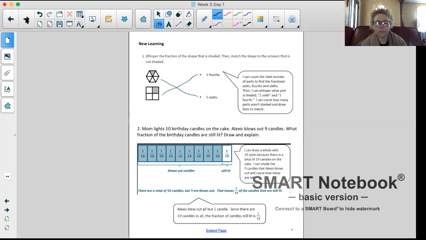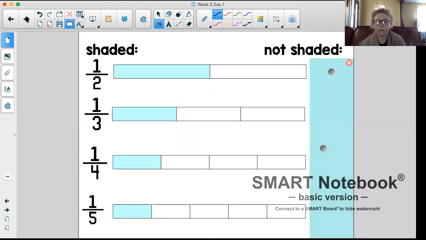All right. Today we have some new learning that we're going to look at. And before we look at that, we're going to take a peek at this page that I've added. You don't have this, but I just want you to look at this so that we can understand what we're talking about today. Today we're going to be talking a lot about the unshaded or not shaded part of a fraction. So we've been identifying the shaded parts. So I have a couple examples here.